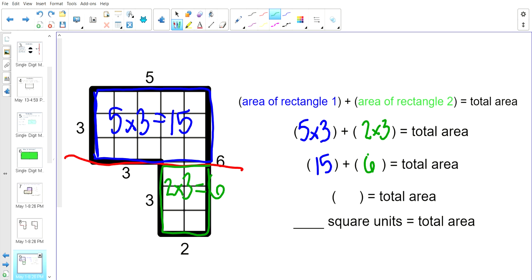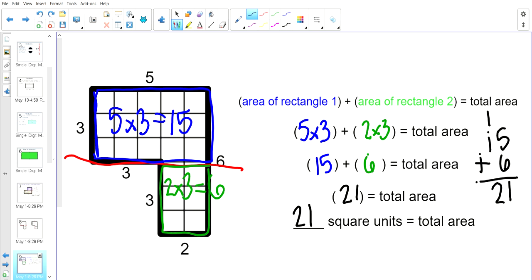I need to add 15, the area of rectangle 1, plus 6, the area of rectangle 2, to find my total area. I want to make sure that I add these numbers correctly, so I'm going to write them vertically to add them. I'm very careful to regroup any tens that I make, and I can see that 15 plus 6 equals 21. So the total area of the entire shape is 21 square units.